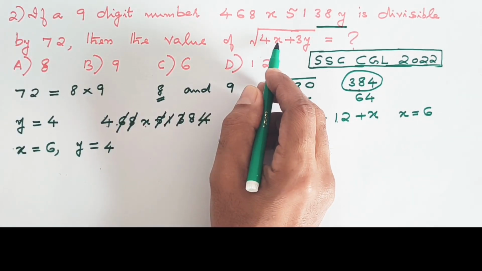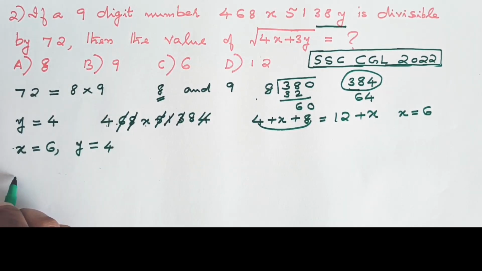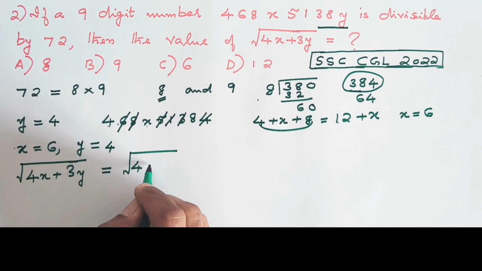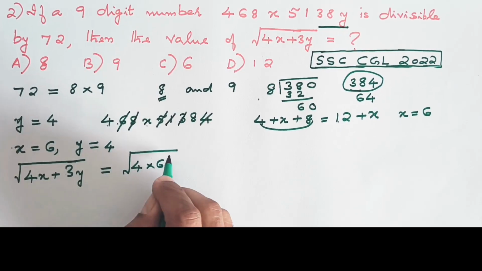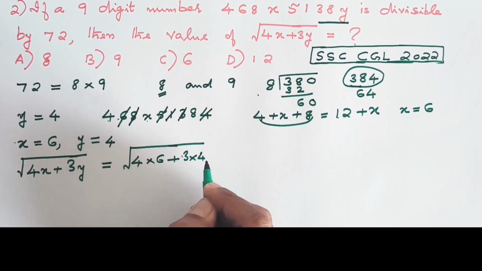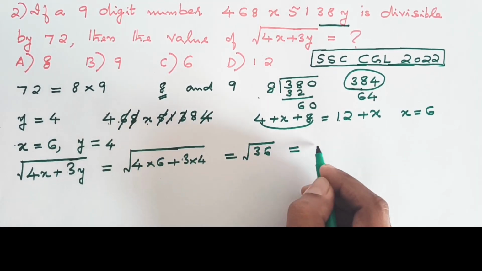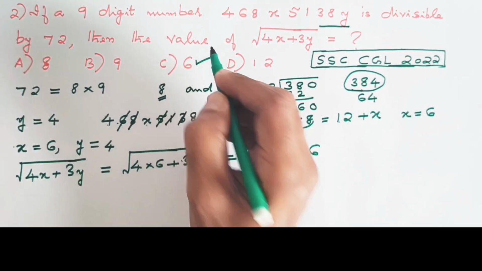And this is the expression to be evaluated. So square root of 4x plus 3y equals square root of 4 multiplied by 6 plus 3 multiplied by 4. This on simplifying you get square root of 36, which is 6. And that is the third option.